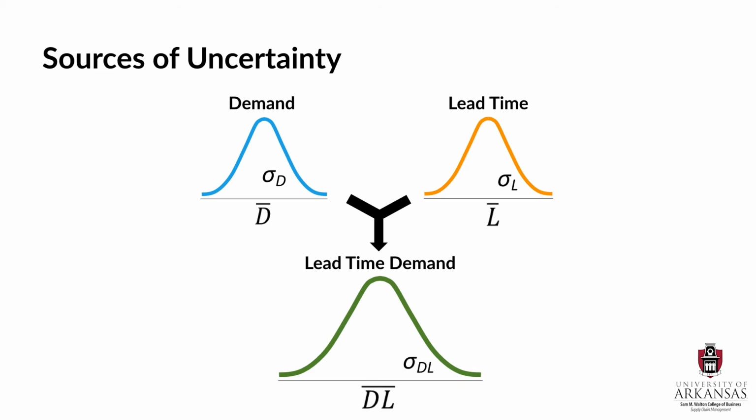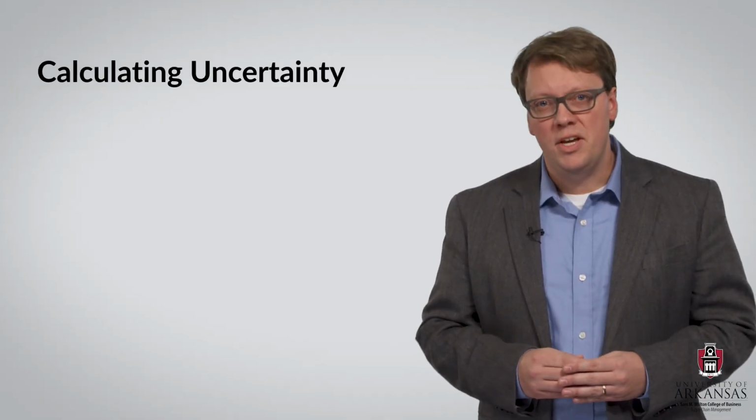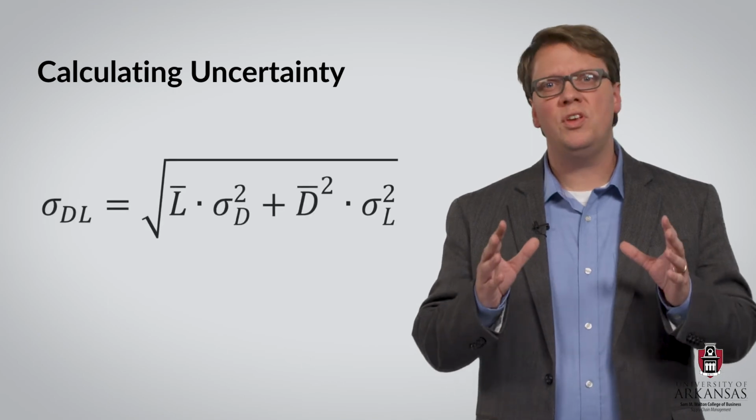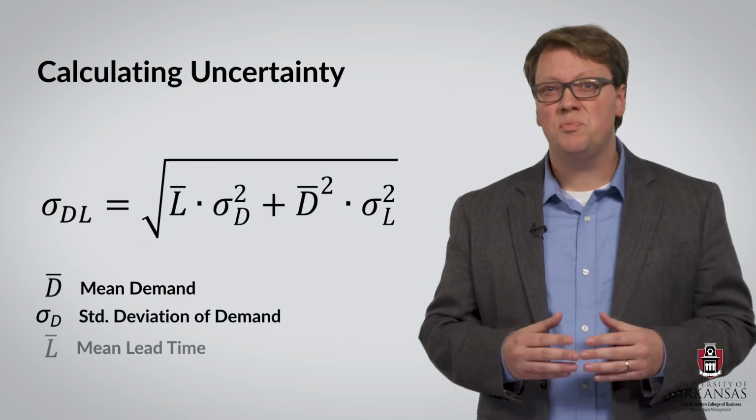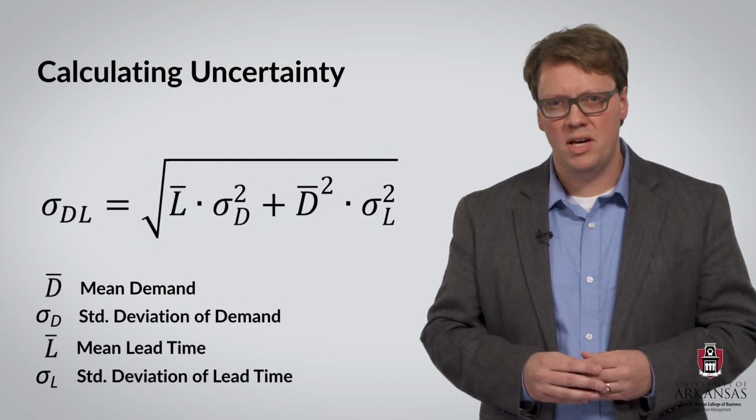Similarly, sigma sub DL will be the standard deviation of this distribution of lead time demand. This is an all-important parameter. In fact, this is our measure of uncertainty. The greater this value, the greater the combined degree of demand and lead time uncertainty. To calculate the standard deviation of lead time demand, we will use this formula. I know this looks a little complicated, but trust me, it's just basic math, and we won't get bogged down by that. Here's the big takeaway.